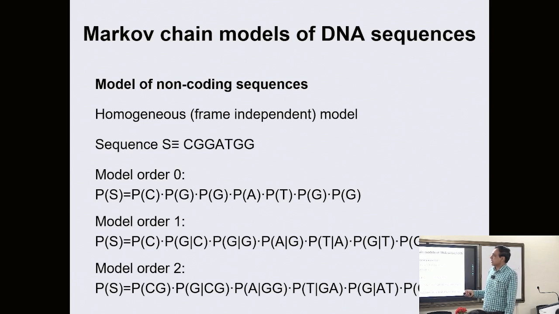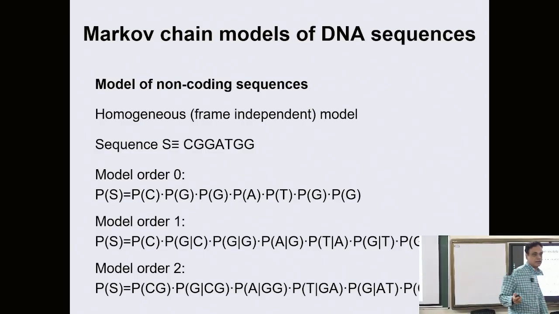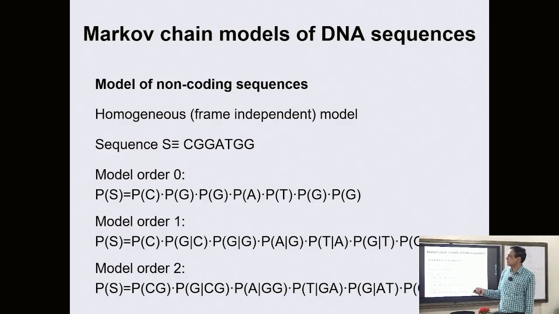Okay. Markov chain model of order 2. Order 2 means that dependence is on two previous bases. So if I am here, no previous base. If I am here, only one previous base. So make a transition to this. Now you have two previous bases.